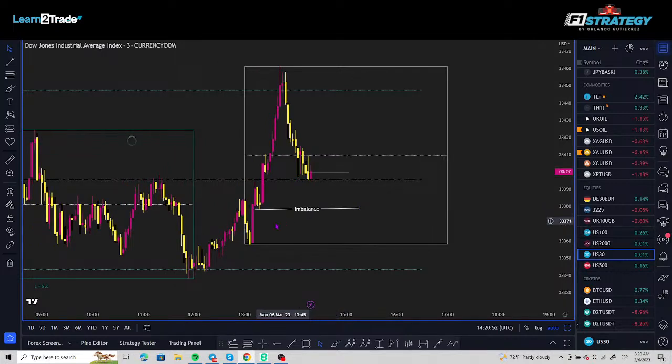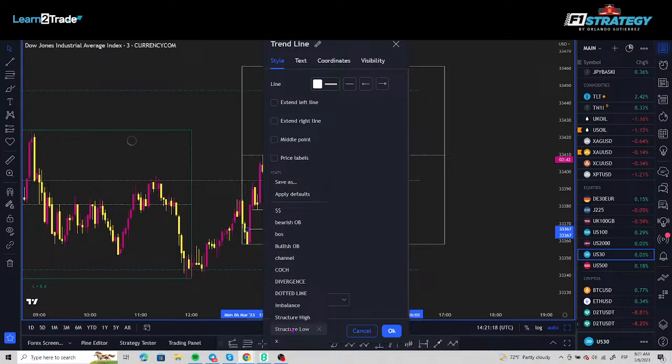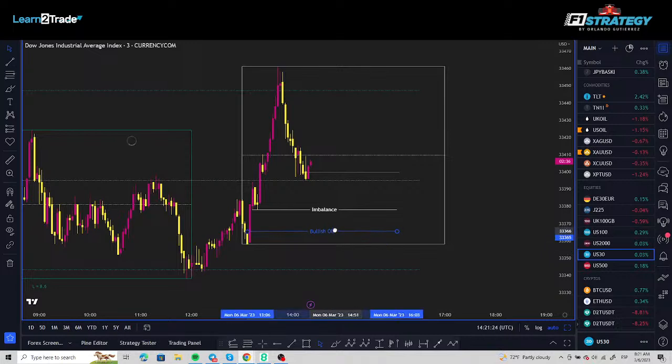We do have that imbalance on the 3-minute chart, a big imbalance. So here's my equilibrium. We are at that imbalance. We do have that order block here. So I'm going to enter at my power buy zone, my bullish OB. There you go. And my structure lows are these lows right here.